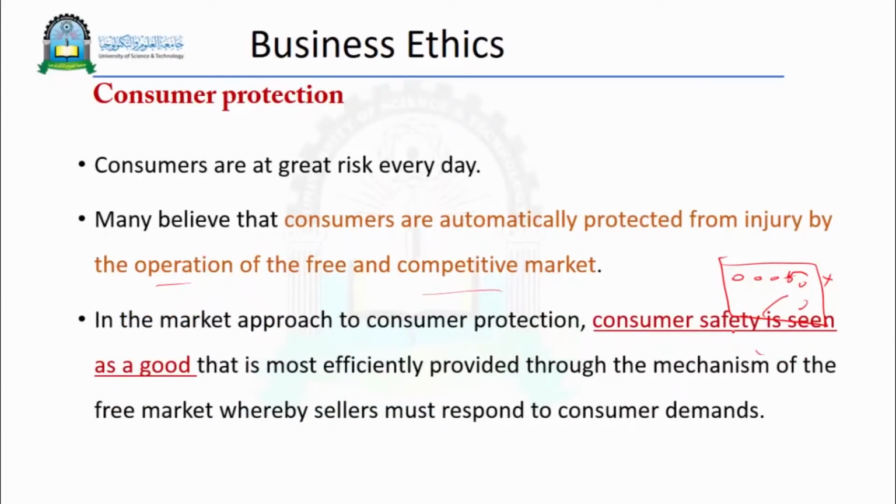In the market approach to consumer protection, consumer safety is seen as a product, as a good, that is most efficiently provided through the mechanism of the free market, whereby sellers must respond to consumer demands. And that is why we find companies like Volvo Corporation manufacturing safe cars. And the final price of these cars is higher than other brands, implying that customer demand is dealing with such a feature, which is safety.